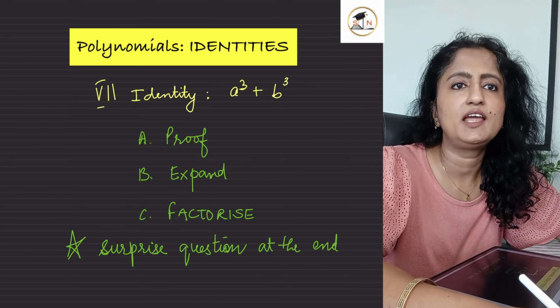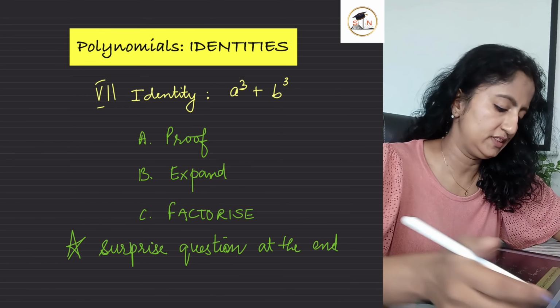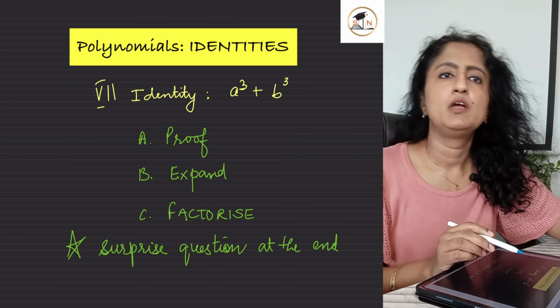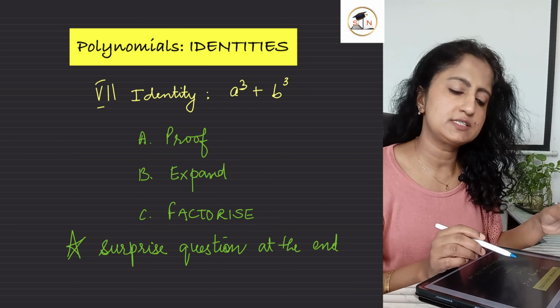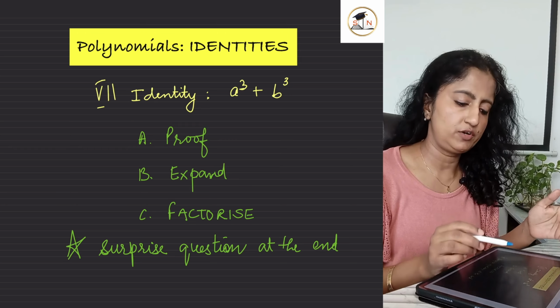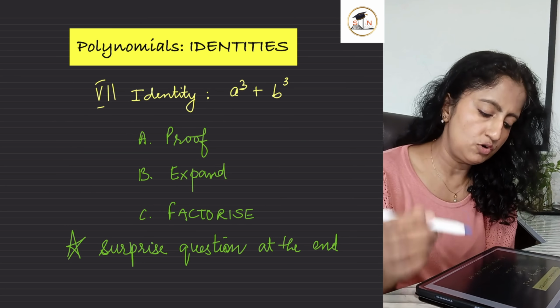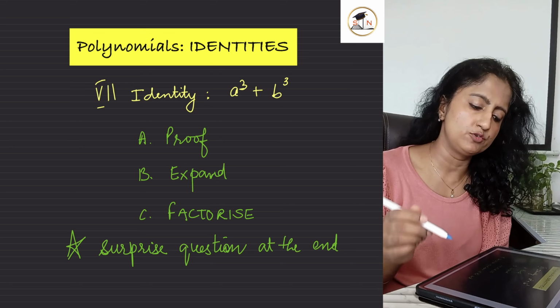Hi everyone. In this video, we are going to start with the next identity, that is a cube plus b cube. There are different versions that exist for this identity. There will be two patterns that you can see in various books. So just see what we are going to do over here.